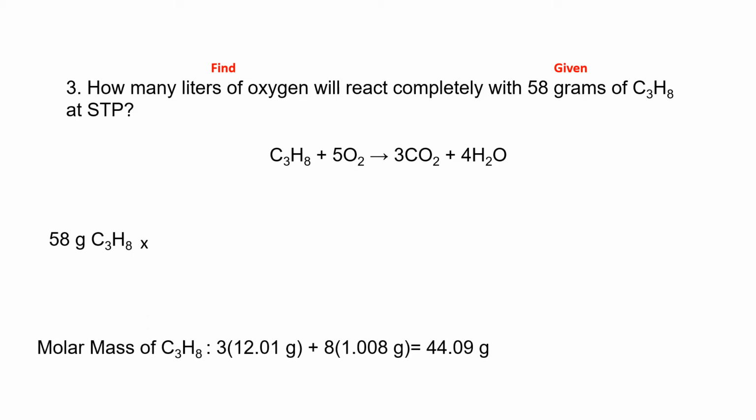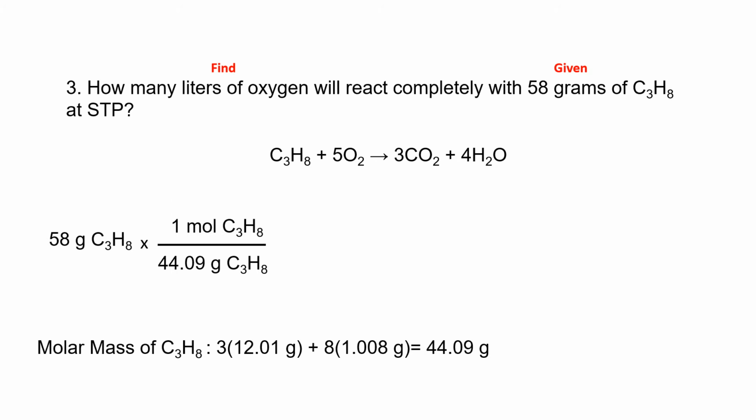So to get the molar mass, we look to the periodic table. Carbon is 12.01 grams. We have to multiply that by 3 since there are 3 carbons. And then hydrogen is 1.008. We have to multiply that by 8 because there are 8 hydrogens, and we add that together to get 44.09 grams. That's what we're going to plug into the denominator.